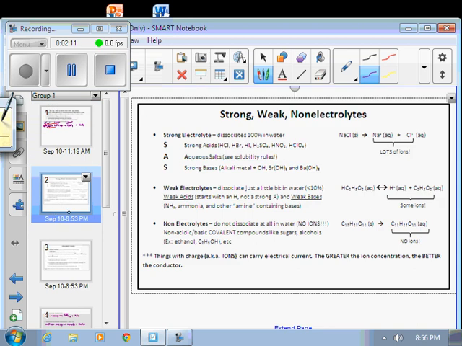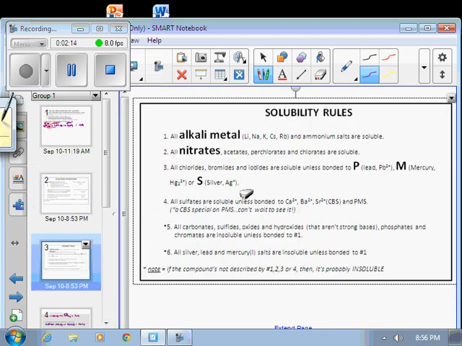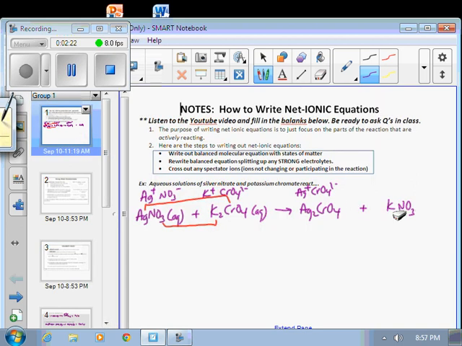Go back to your solubility rules. Okay, so let's see here. All nitrates are soluble. All alkali metal compounds are soluble. So that definitely means that the potassium nitrate is aqueous. That's an aq, by the way. Now, what about the silver chromate?